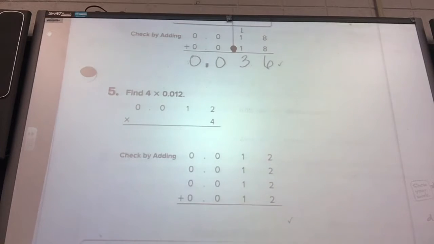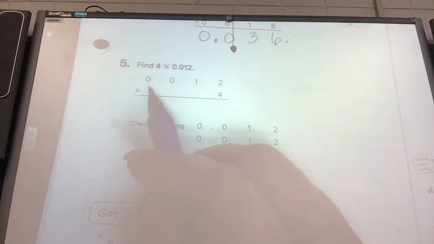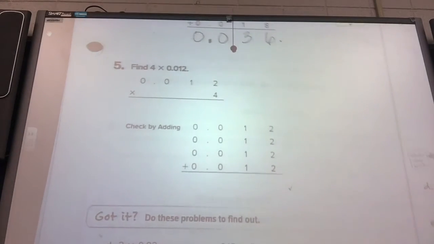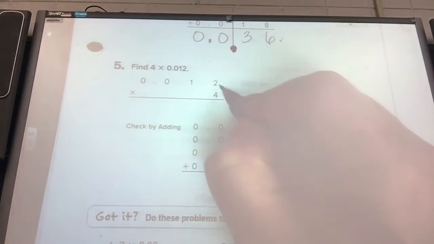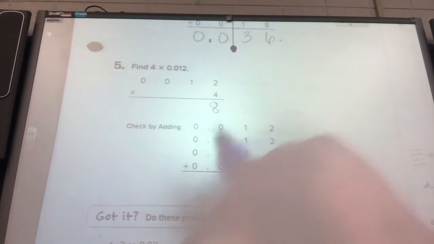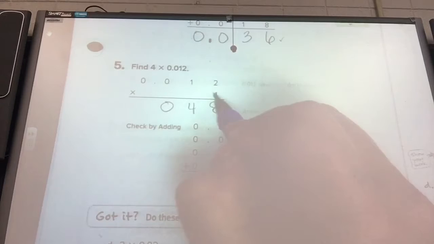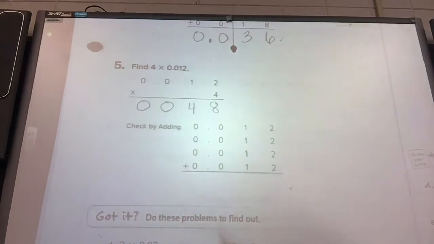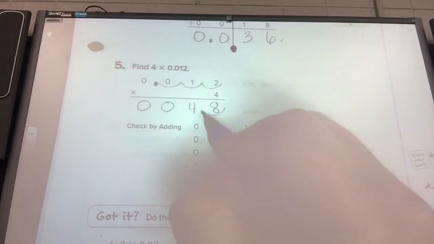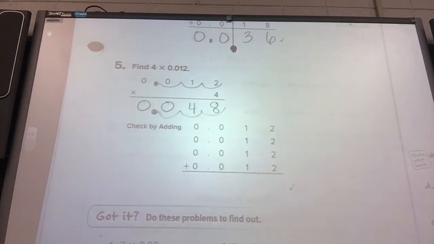Alright, let's try this one down below, because again, I think just doing it is going to make it a lot easier on you. Alright, we have 0.012 times 4. Let's multiply like normal. 4 times 2 is 8. Good. 4 times 1 is 4. 4 times 0 is 0. And 4 times 0 is 0. We go over 1, 2, 3 places.